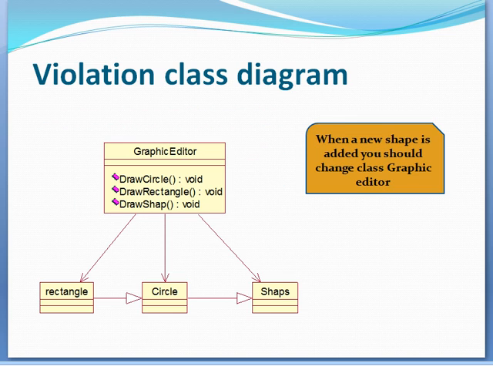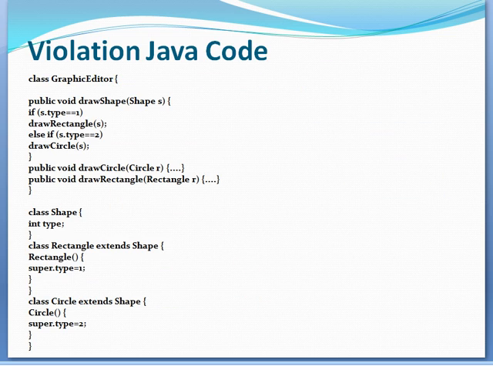This is a violation class diagram. This is a class editor, and these are the classes rectangle, circle, and shape. The graphic editor depends on rectangle, circle, and shape. If you add a new shape or change any one of them, you must change the class graphic editor.